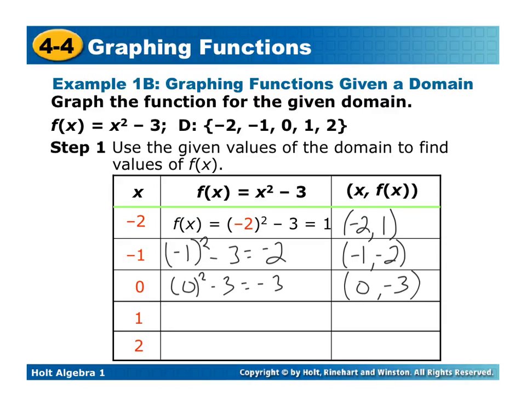Now let's do it for positive 1. So we have 1 to the second power minus 3. So 1 to the second power, remember, is just going to be 1. Minus 3 is going to be negative 2. And then when we do 2 to the second power, that's 4. Minus 3 is going to be 1. So our last ordered pair is 2, 1.